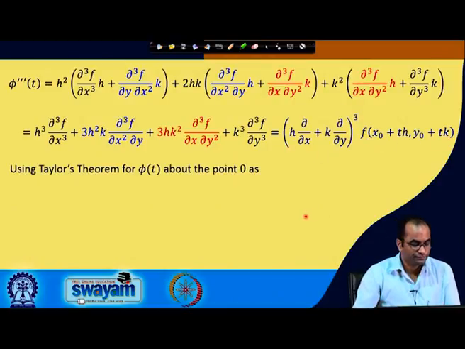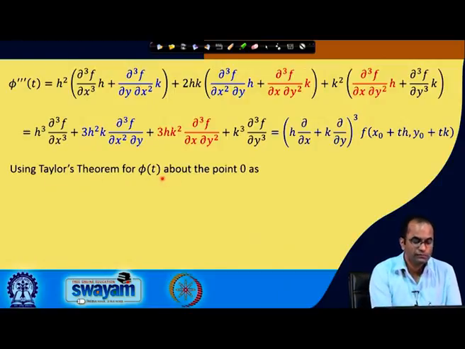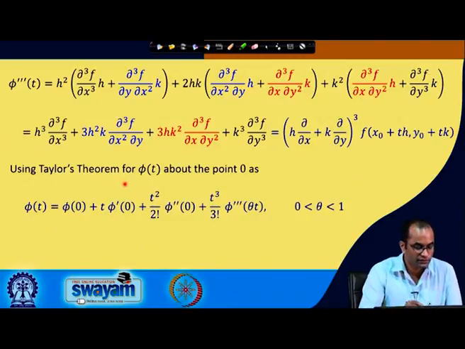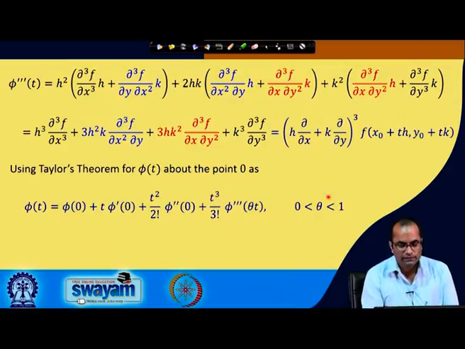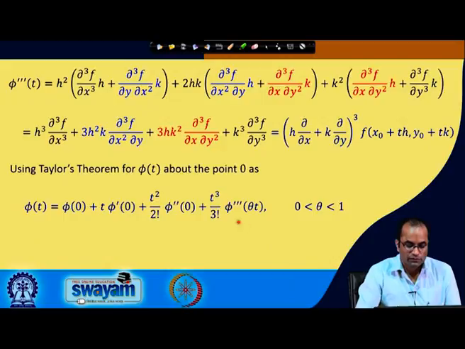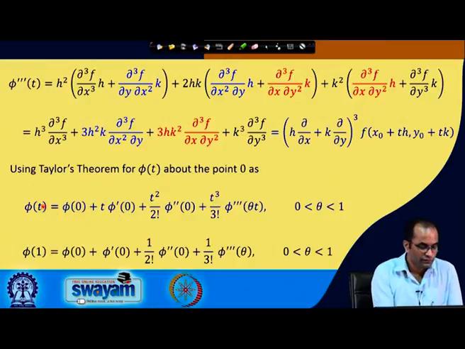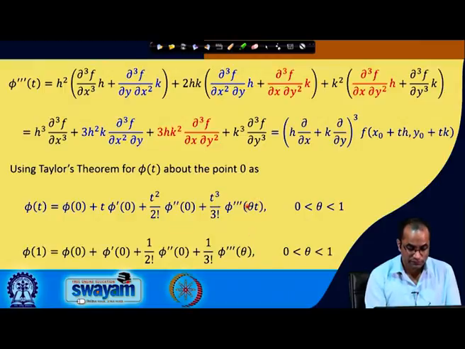Now, we will use Taylor's theorem for phi of t. Phi is a function of one variable, so it is the one variable case of Taylor's theorem, which says that phi of t will be phi of 0, plus t phi prime of 0, and so on, up to the third order term, t cube over factorial 3. We can extend this to any order. So, phi the third order derivative at theta t, and now we will substitute t equal to 1, because t varies from 0 to 1. This is true for any value of t. So, we take t equal to 1, and then we get just theta here.